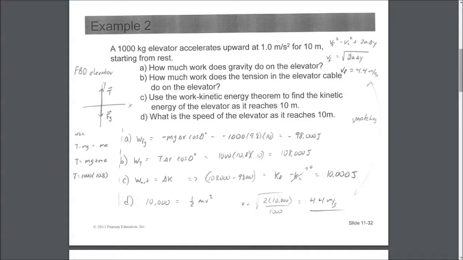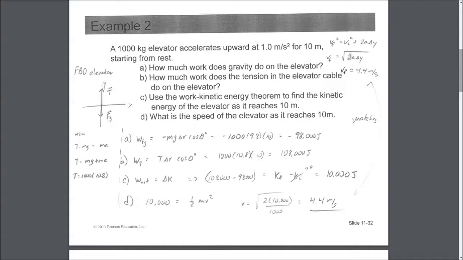Let's look at what the tension's doing. We figured out the magnitude of tension, right? It's 1,000 times 10.8 because we add in that 1 meter per second squared for the acceleration. And again, tension's up and displacement's up, so the angle's 0. And we get a slightly larger work than we did from part A. We get 108,000 joules. So if we sum that up, right, our net work is 10,000 joules.